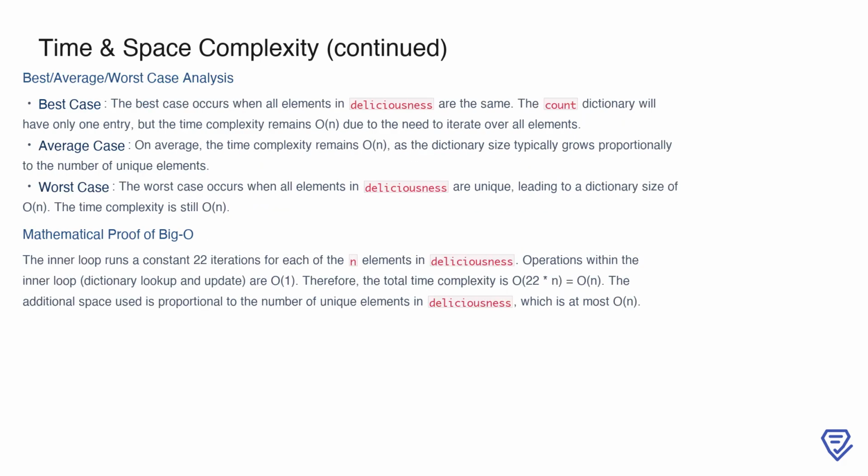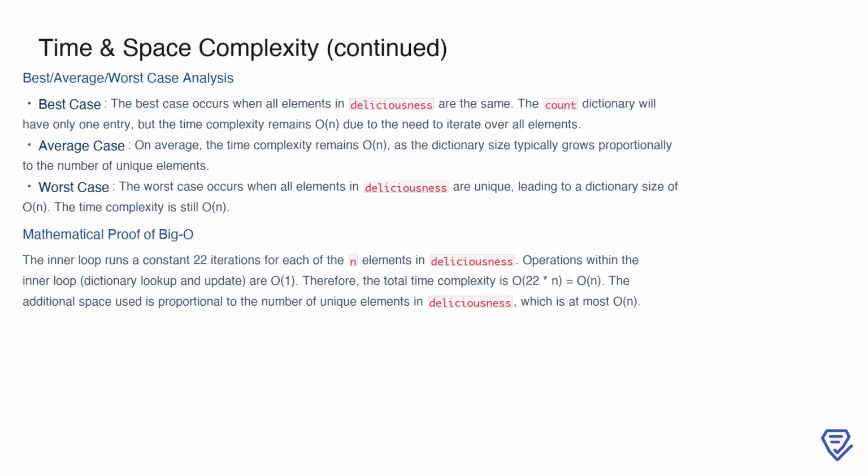Finally, let's analyze the best, average, and worst-case scenarios. In the best case, all elements in deliciousness are the same. Here, the count dictionary will contain only one entry. However, we still need to iterate over all elements, so the time complexity remains O(n). In the average case, the dictionary size grows proportionally to the number of unique elements in the array, and the time complexity remains O(n). The worst case occurs when all elements in deliciousness are unique, resulting in a dictionary size of n. Even in this scenario, the time complexity stays O(n).